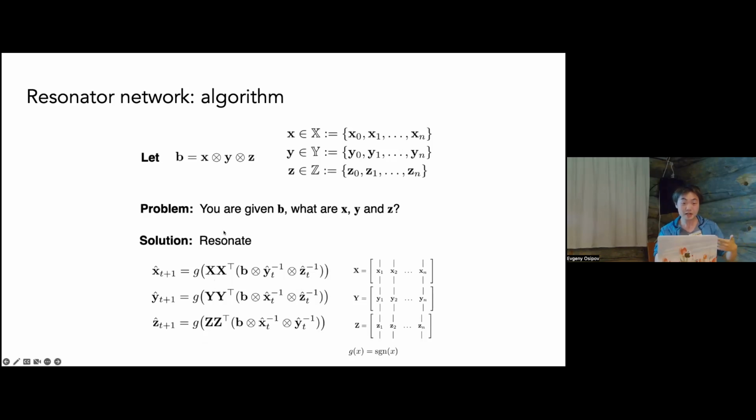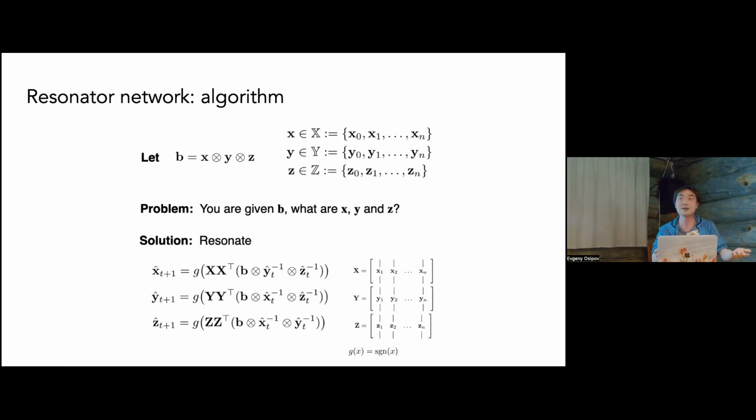Then the resonator consists of these three update steps, where if the Y and Z estimates that we have at the previous time step are correct, then B times Y inverse times Z inverse will get back exactly the correct X that we're looking for. The same would hold true for the other variables, except swapping out Y here for X and Z. But in addition to that, we need some kind of cleanup steps. So this XX transpose is projecting back onto your codebook, and then this G is a nonlinearity.